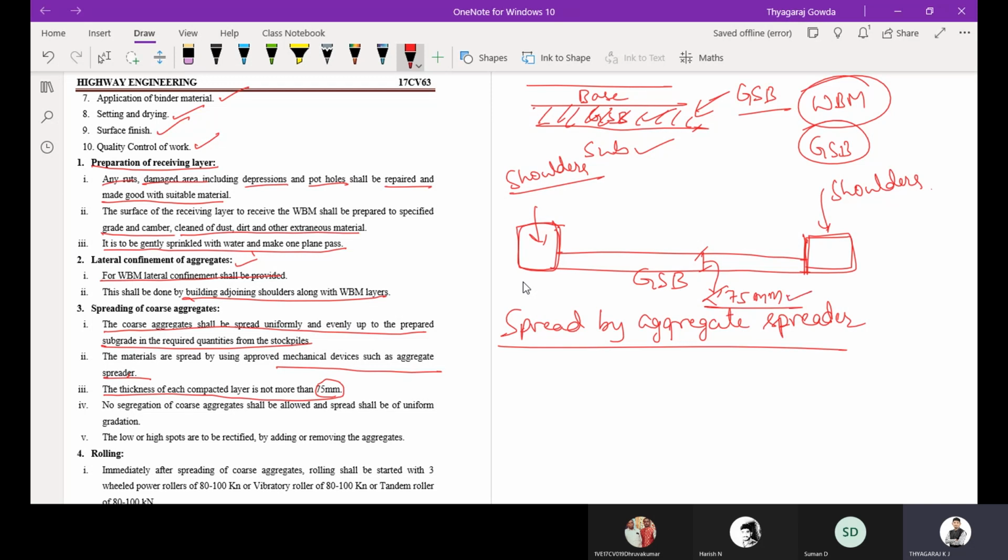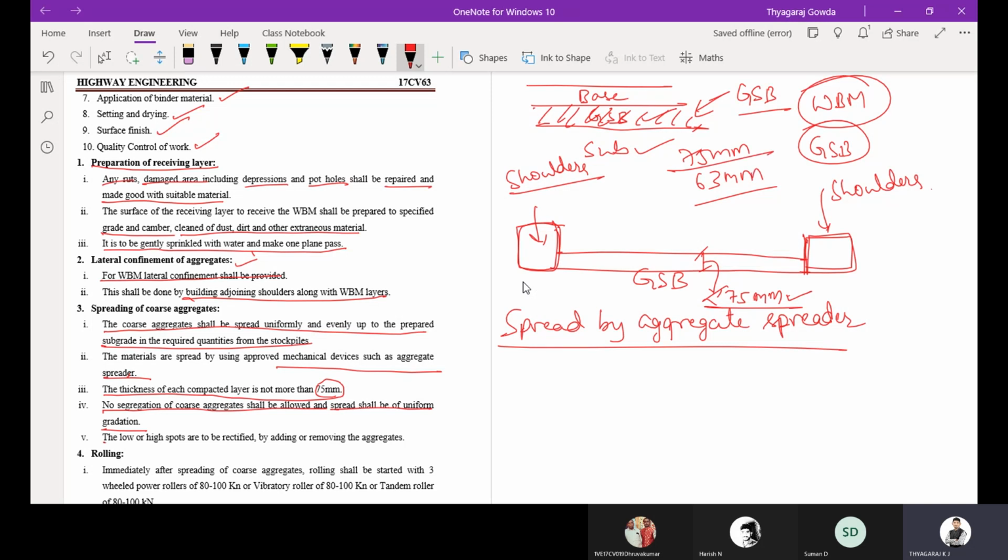greater than 75 mm. Then no segregation of coarse aggregates shall be allowed, and spread with uniform gradation. So you are going to spread the aggregates in such a way that no segregation takes place, and you should get uniform gradation, that is 75 mm downsize and 63 mm downsize. So you should get a uniform gradation.